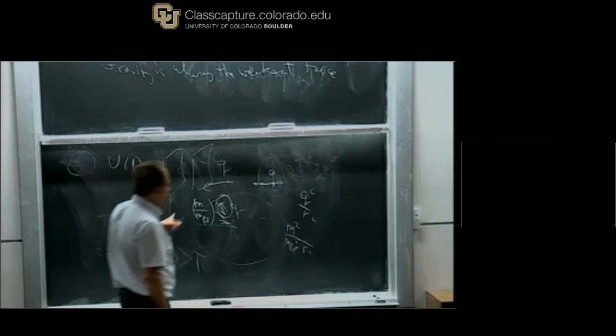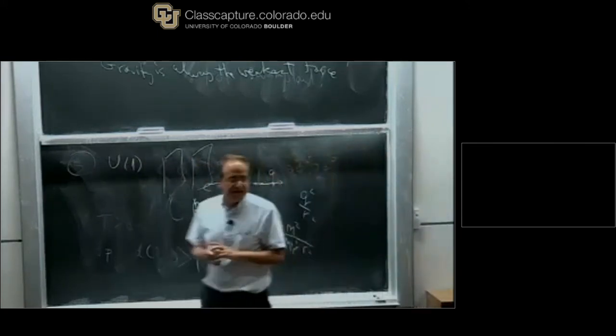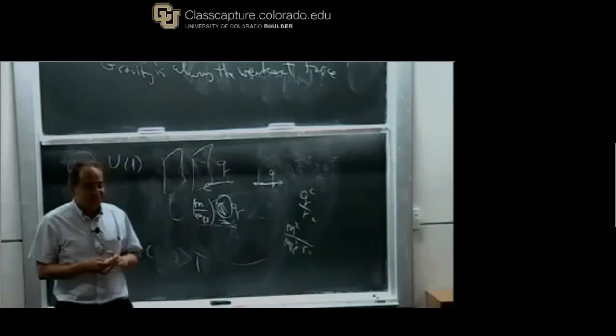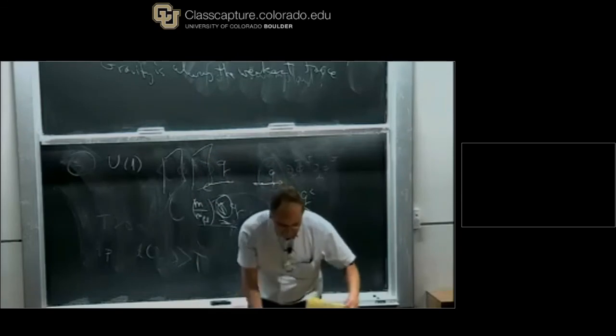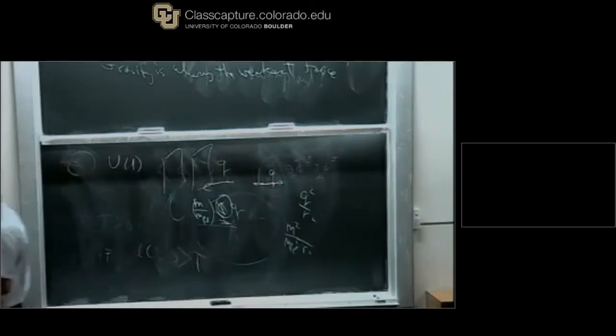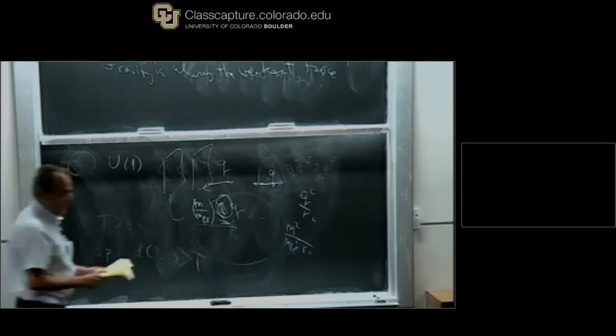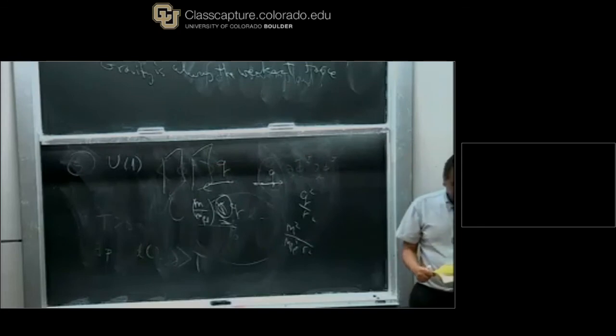So this actually supports both the weak gravity conjecture and the cosmic censorship, that you cannot see a naked singularity. So this is quite an interesting connection between two apparently completely unrelated statements. It reinforces both. So finally, in the last few minutes, I want to tell you about the non-supersymmetric case.